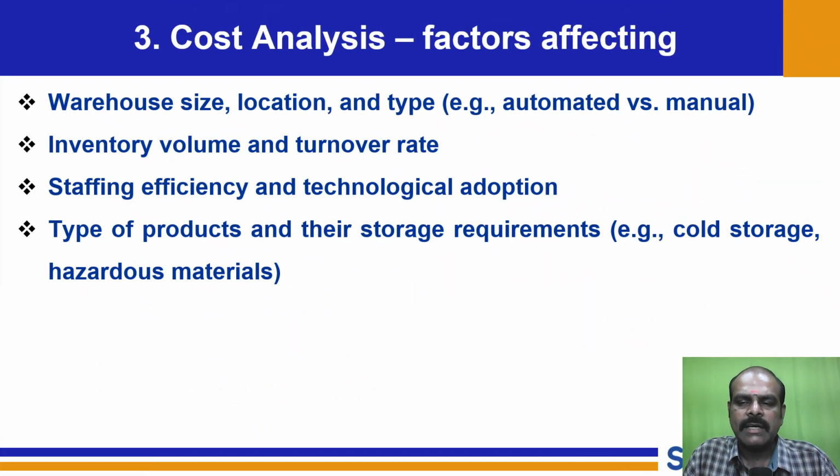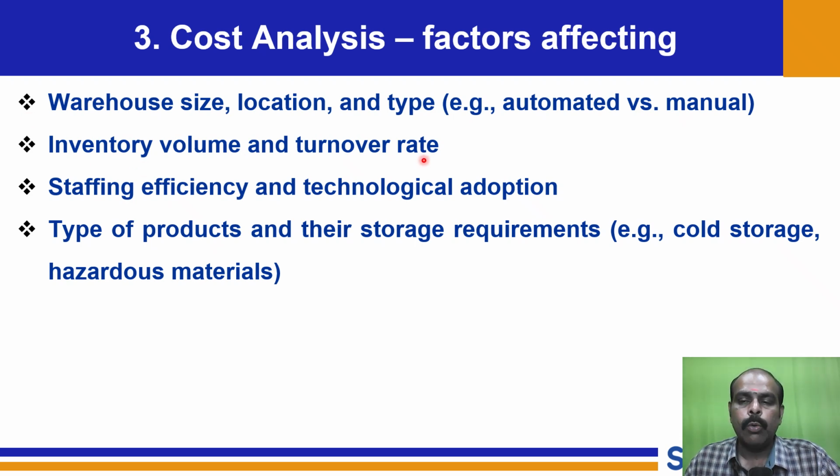Now, what are the factors which significantly affect the cost? The first is warehouse size, location and type. Once the size is large, obviously the maintenance, with respect to power consumption or anything else, is going to be on the higher end. Location of the warehouse: when we are located in a prime area, the rent will obviously be high. And the type, automated versus manual. Manual means the number of people employed will be high, so we need to pay more for them. Automated means the running cost will be marginally lower, however the initial investment will be high. So likewise we need to consider all of these.